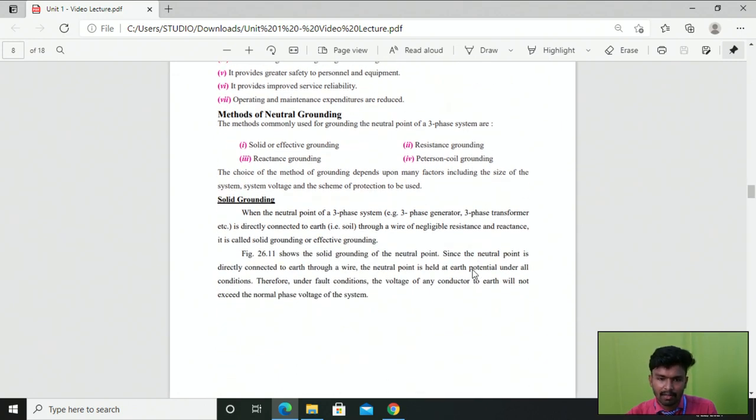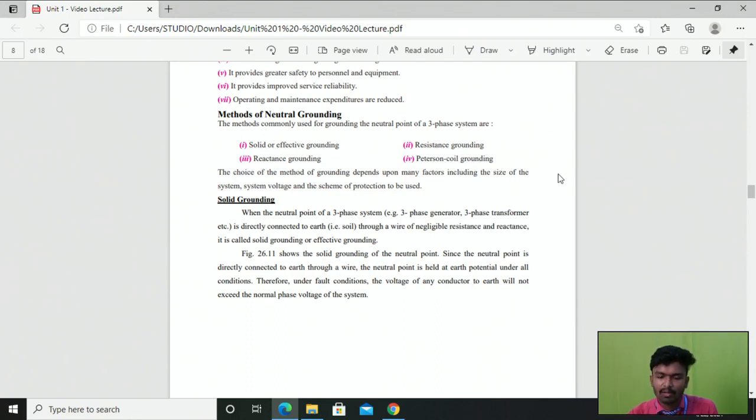Then we will move to the methods of neutral earthing. The most commonly used methods of grounding the neutral point of three-phase systems are: the first one is solid grounding, second is resistance grounding, third is reactance grounding, and fourth is Peterson coil grounding. These are the most commonly used methods in power systems.